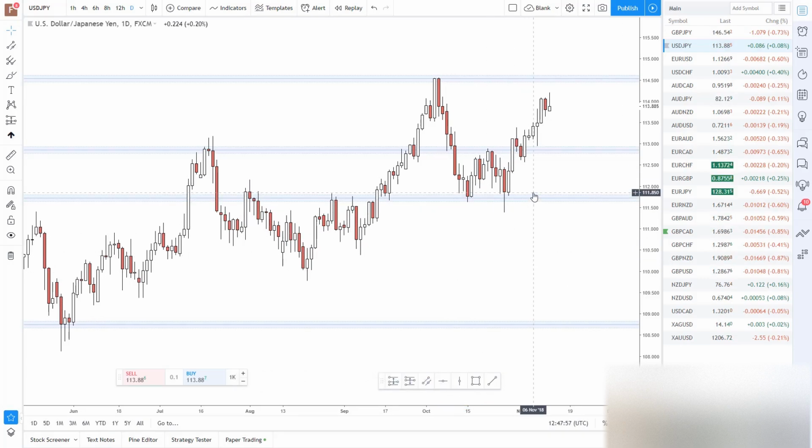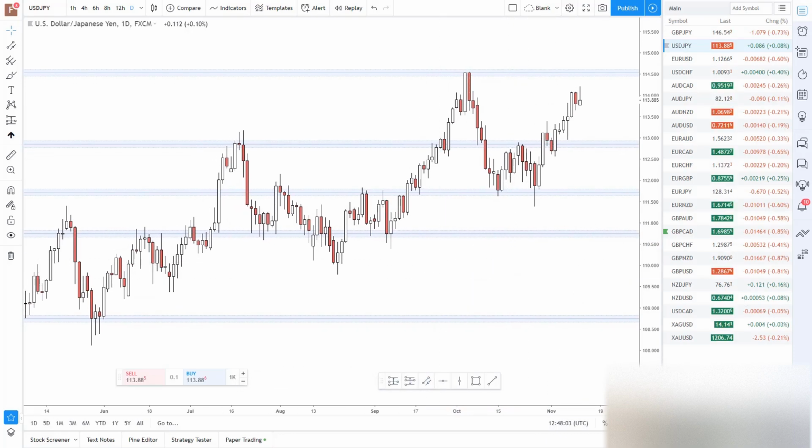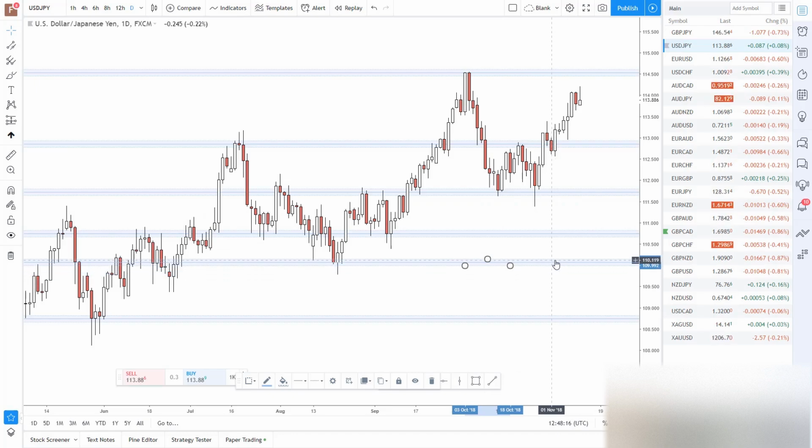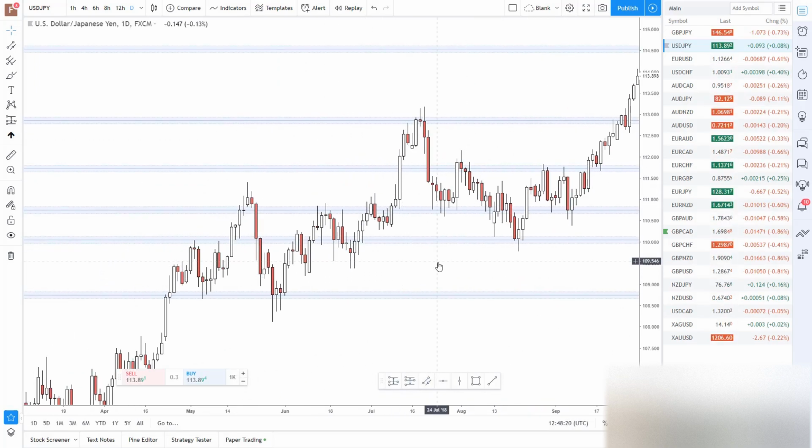So that's pretty straightforward. We could probably place one here based on this body bounce here, a few wick bounces there, body bounce there, body bounce there. And we could also place one here. Bit close together, but sometimes support resistance is close together.